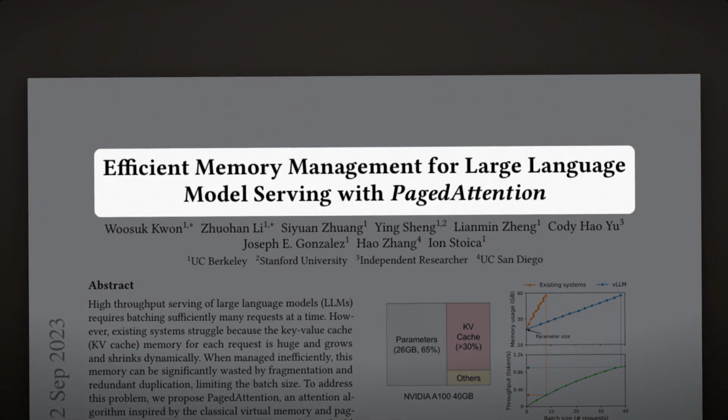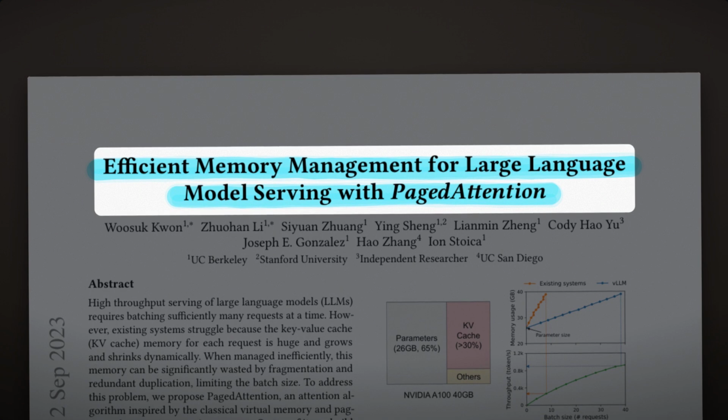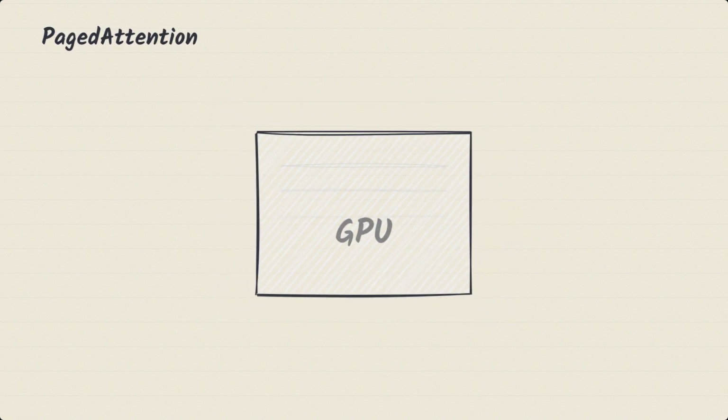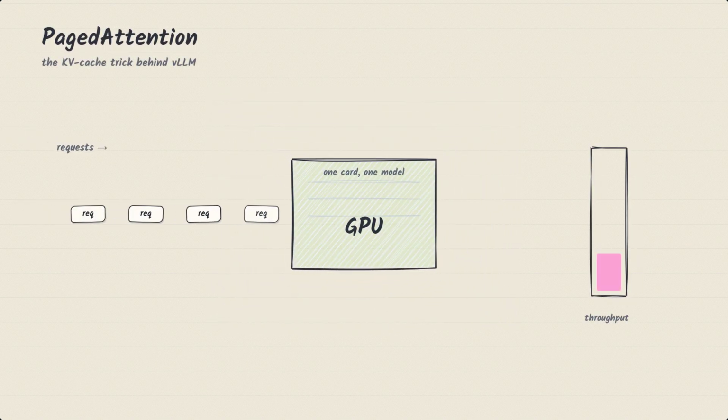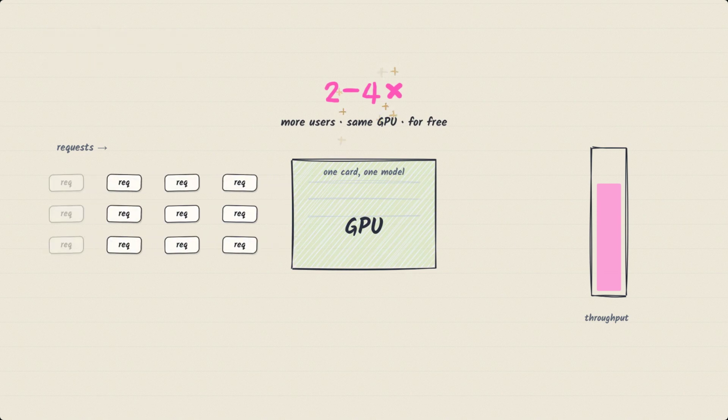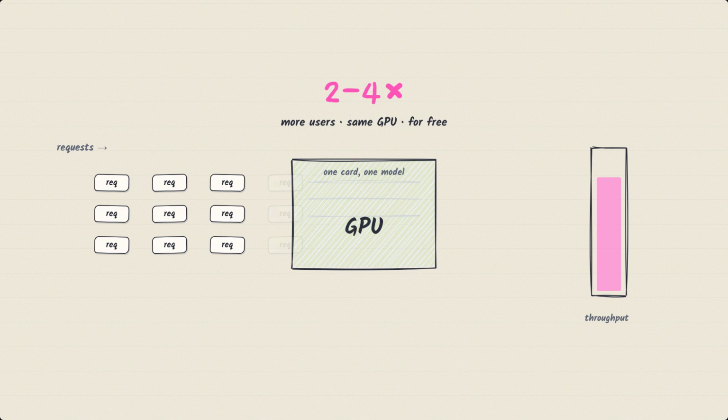Let's break down the core idea behind this paper. vLLM and PagedAttention from Berkeley. Same GPU, same model, 2 to 4 times as many users served for free. No new hardware, no smaller model, no quality drop.